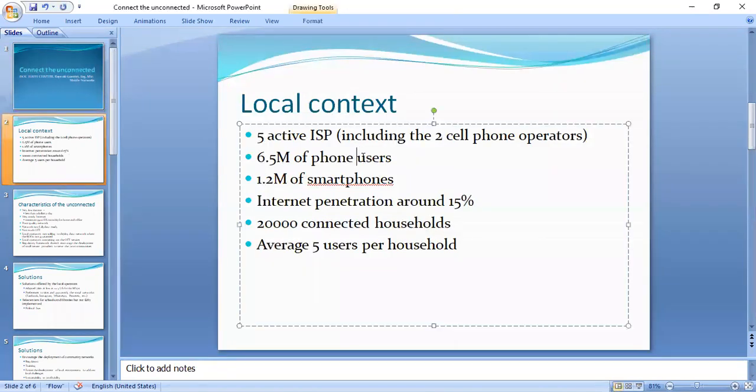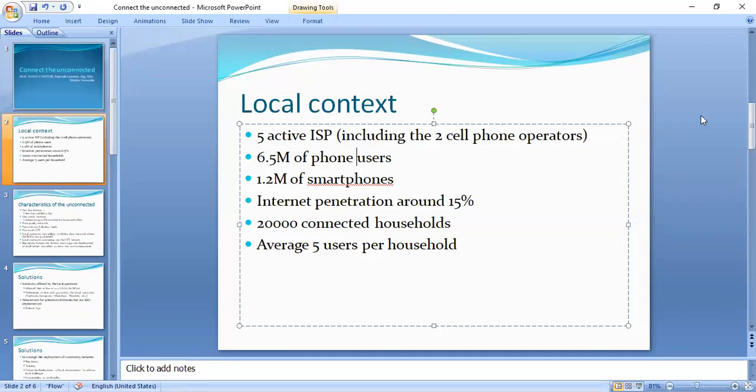First of all, I will talk about the local context, because when I was asked to make this presentation, it was to talk about the local context in Haiti, and why we should connect the unconnected. In Haiti, we are now working with 5 ISPs, internet service providers, that are mainly present in the main cities where the market is, including the 2 cell phone operators.